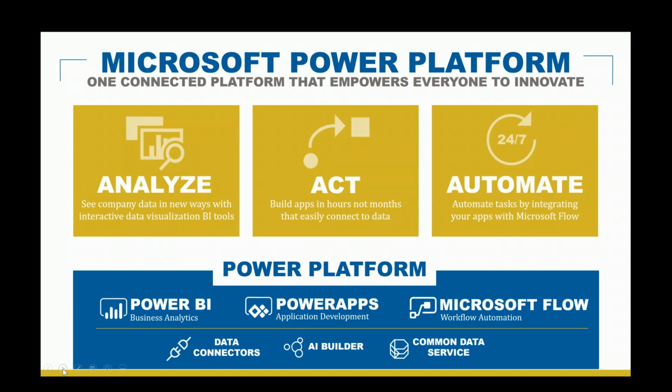So at Inspire, Microsoft rolled out what they're calling the Microsoft Power Platform, and that's one connected platform that empowers everyone to innovate. You'll be able to analyze, act, and automate. With Analyze, you're going to see company data in new ways, taking advantage of data visualizations and the Power BI tools that are available today. With Act, you'll be able to build apps in hours and not months that easily connect to data. And with Automate, you'll be able to automate your workflows with Microsoft Flow to automate those tasks. Your folks won't have to spend so much time doing that because you're going to be automating these workflows.